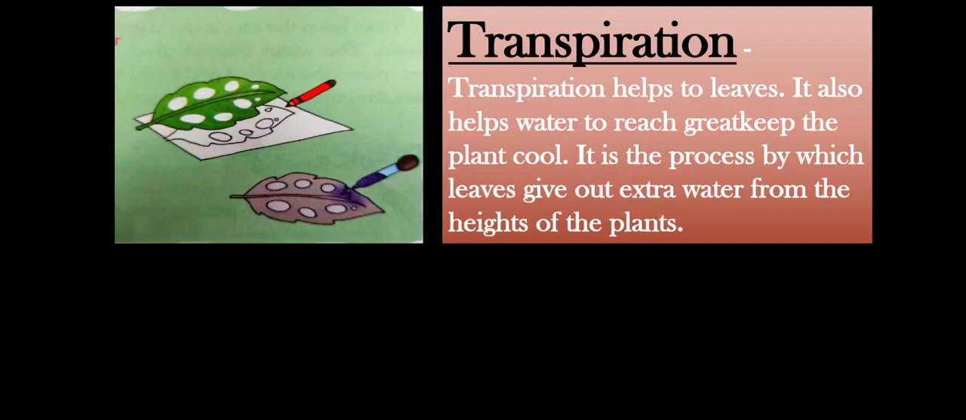Next is transpiration. Transpiration helps to keep the plant cool. It is the process by which leaves give out extra water. It also helps water to reach great heights of the plants.